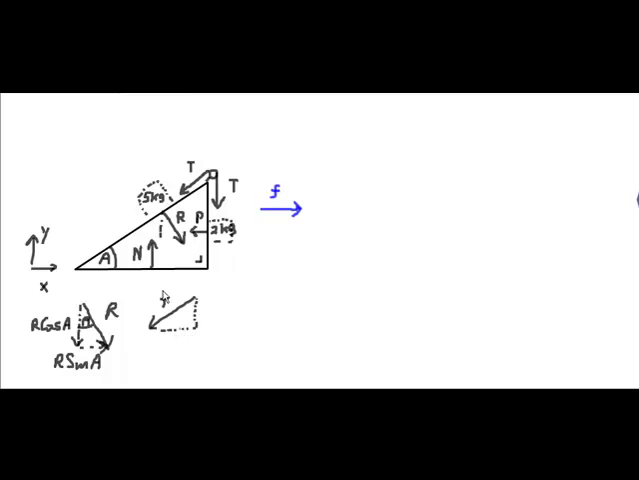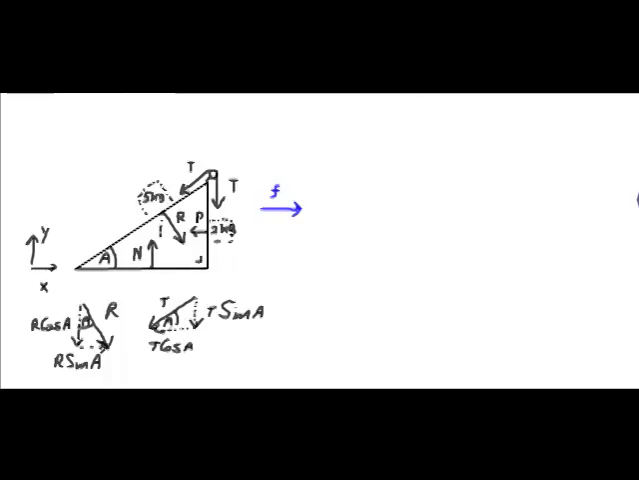And working out angles, this angle A is the same as this angle here, so this is A. So we've got T cos A and T sin A. And that's all the forces now resolved either along x or along y.